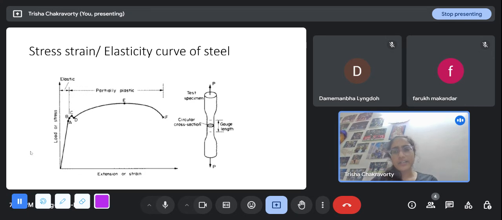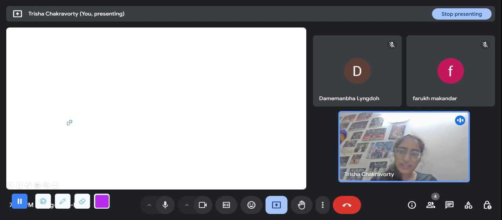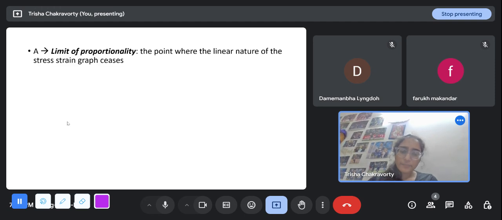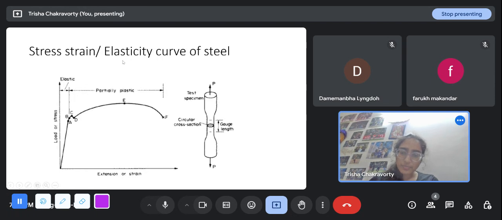This is the stress strain curve, or the elasticity curve, that is obtained by performing a tensile test on a cylindrical specimen. This is how it looks. A is the limit of proportionality. B is the elastic limit. So up to the limit of proportionality, the curve is a linear one. Stress is proportional to strain, and the slope, as we know, is the Young's modulus, or E. And then up to B, this AB part is non-linear.